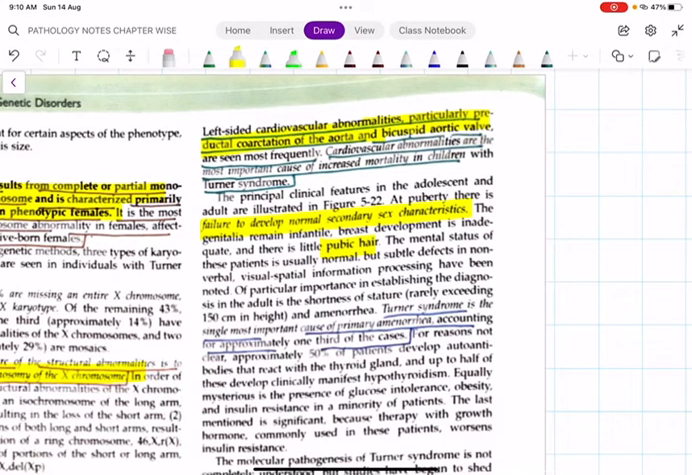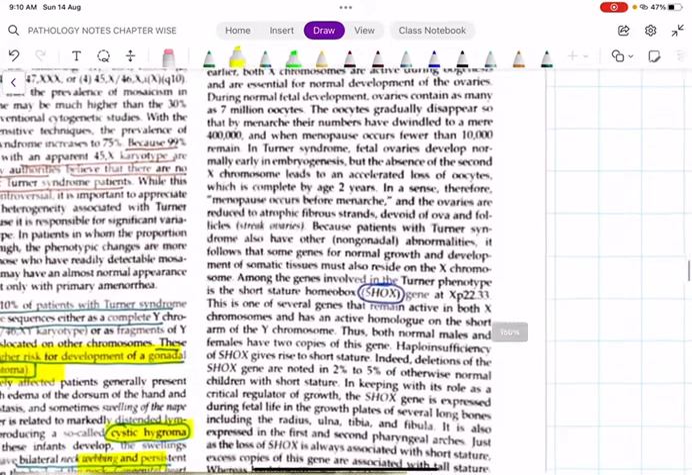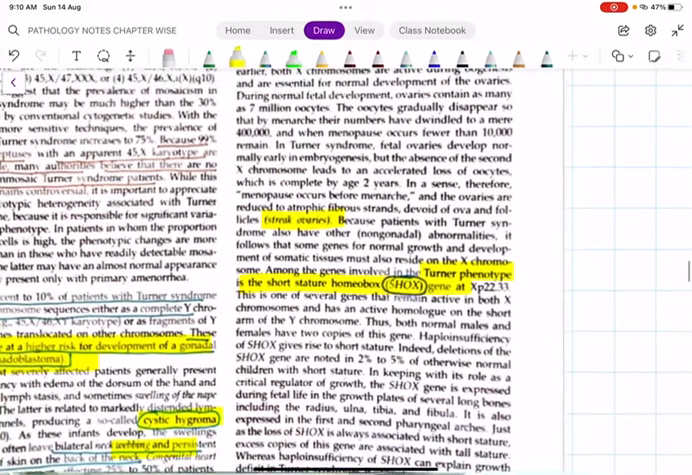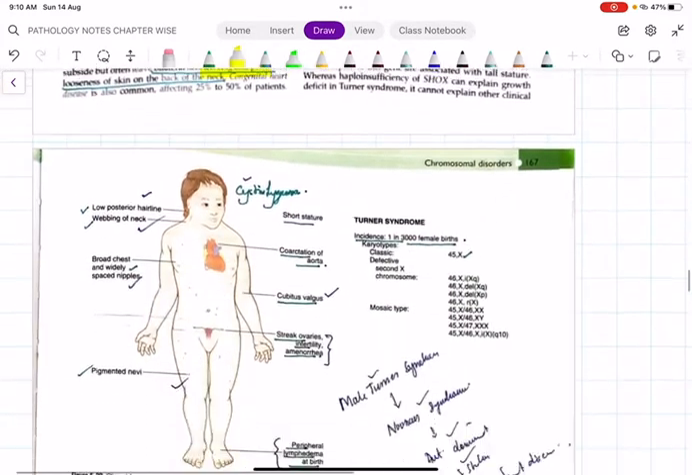That means secondary sexual characteristics will be absent, and the most important cause of primary amenorrhea is Turner syndrome. They will have streak gonads or streak ovaries. But remember, unlike the testis, which has increased risk of gonadoblastoma, the streak ovaries do not have risk of gonadoblastoma. The most important gene mutated here is the SHOX gene, the short stature homeobox gene. Because of this gene mutation, the females are short.